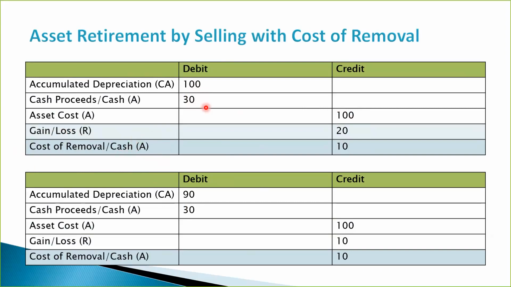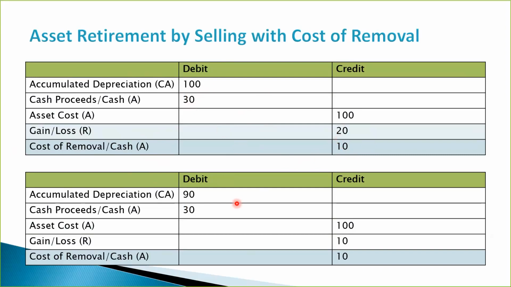So you sold it for 30. You got 30, and then you had to pay 10 for it to be removed. So your gain is proceeds of sale minus cost of removal, which is 20. And the final accounting created balances: 130 on this side and 130 on this side.